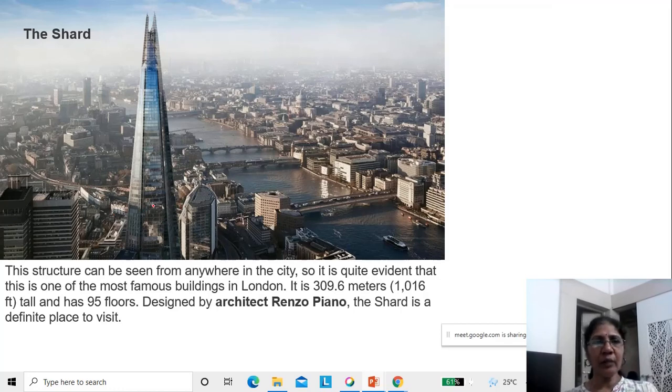I think yesterday or the day before yesterday, when we were studying about all the world famous architects and their works, we studied the works of architect Renzo Piano, and this building also we have seen as a visual. This is pyramidal or conical in shape, not perfectly conical because it has some edges to it. So we can say that this is pyramidal in shape, and very famous in London.